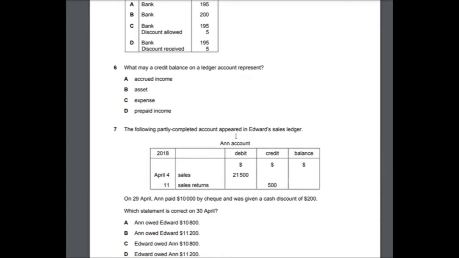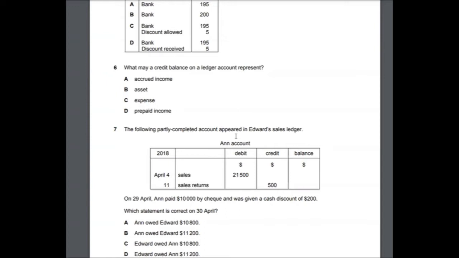If you haven't watched it, I have a specific video on that on my channel, so you can go and watch that. So assets and expenses, option B and option C, both of them have a debit balance. Now you need to understand what is accrued income and prepaid income. Accrued income again will have a debit balance. For example, accounts receivable is an example of accrued income, so that would again have a debit balance. So options A, B, and C will have a debit balance.